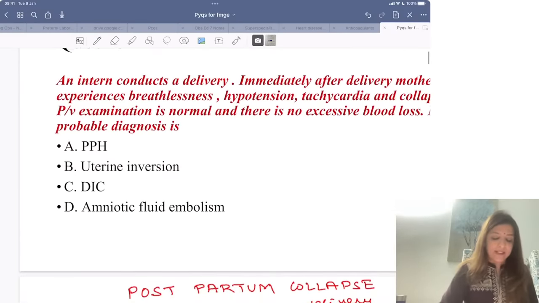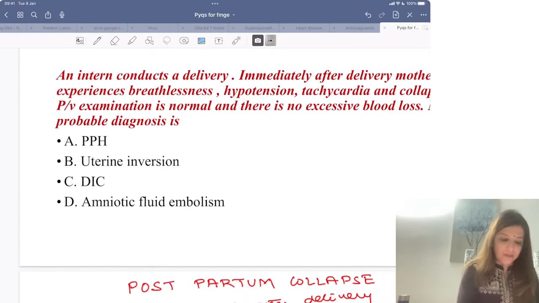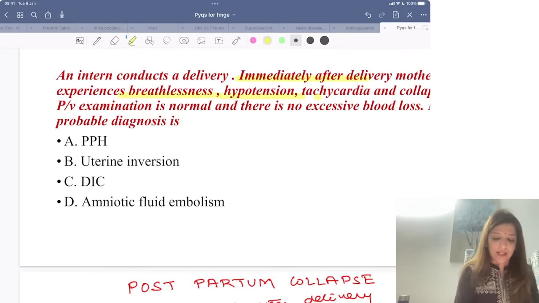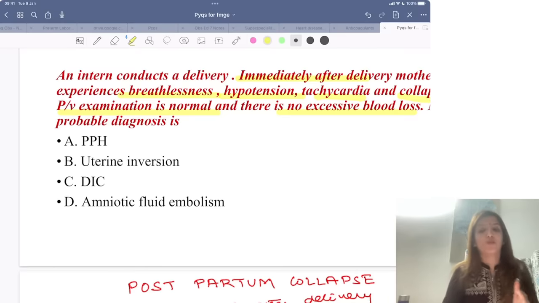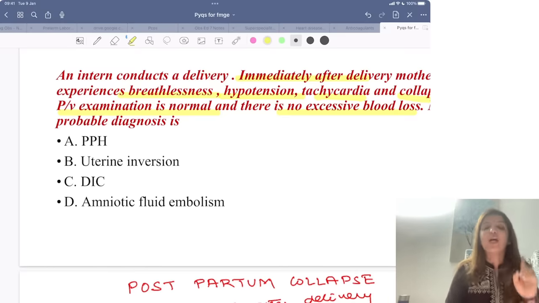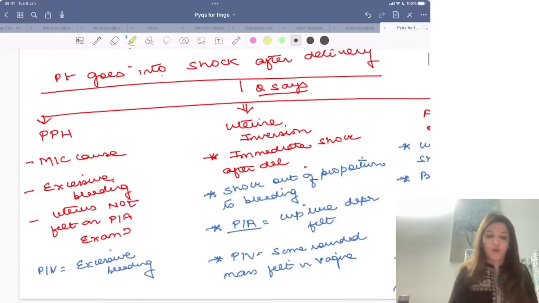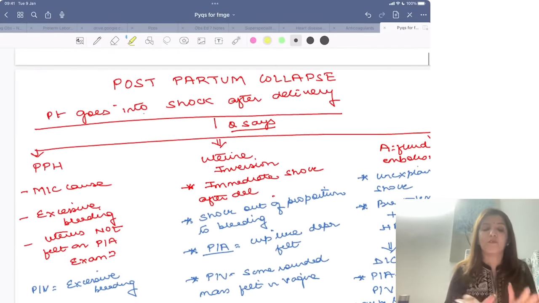Question number one: an intern conducts a delivery and immediately after delivery, the patient experiences breathlessness, hypotension, tachycardia and she collapses. Per vaginal examination is normal and there is no excessive blood loss. What is the probable diagnosis? Ab ye jitni bhi obstetrical emergencies hoti hain, uspe a lot many times questions are being asked these days. Whenever you get a question on postpartum collapse, where the patient goes into shock after delivery, there can be 3 possibilities. Number 1, PPH. Number 2, uterine inversion. Number 3, amniotic fluid embolism.